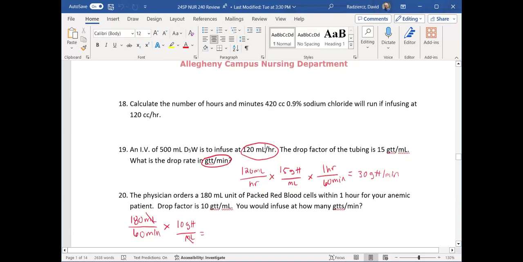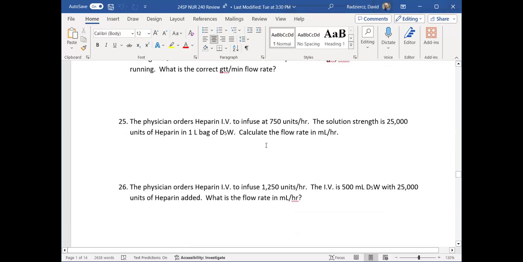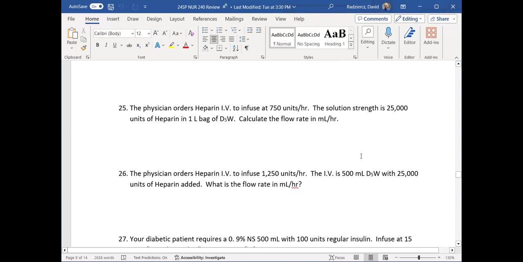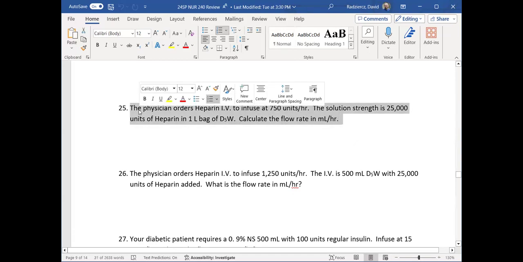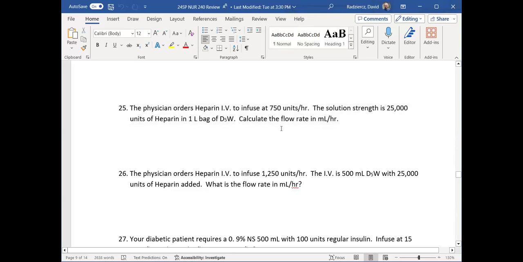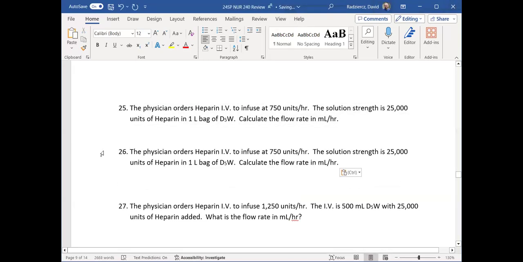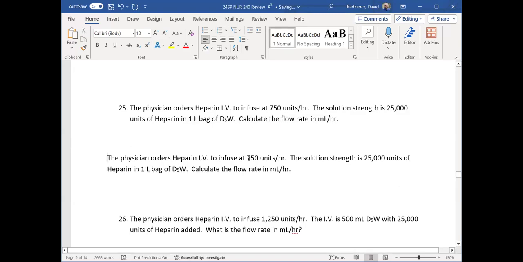Yes. Okay. All right. So you saw questions like this last semester where you were converting units per hour to milliliters per hour. So that's what this question is asking. Now, what I'm going to do is copy this because I'm going to create an alternative question that you'll be able to reference, and we'll change the variables here in just a minute. So just don't start answering that just yet.